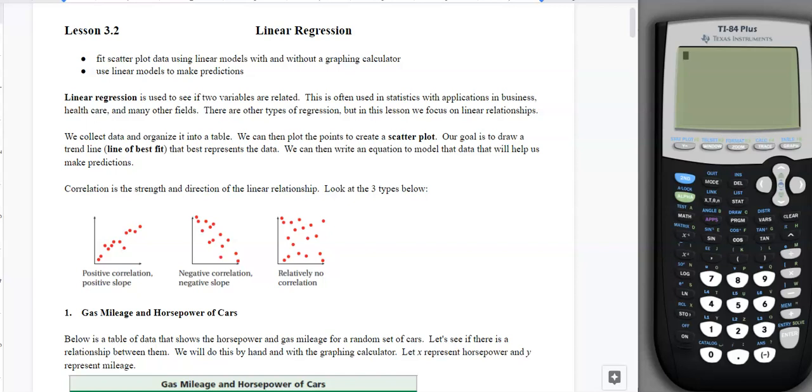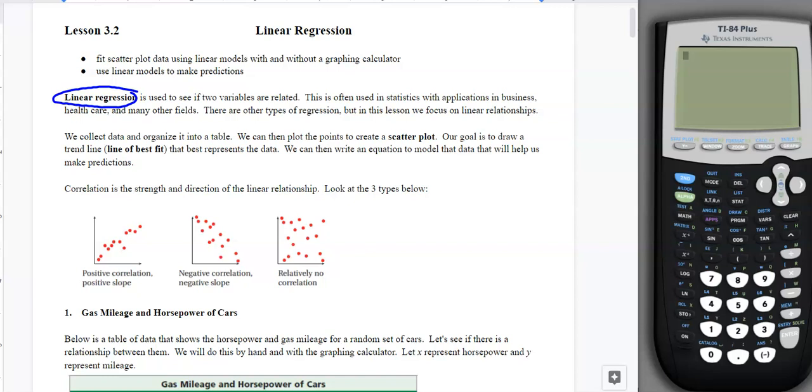All right, so linear regression, let's define a couple words here. Linear regression is used to see if two variables are related, often used in stats with applications in business, healthcare, and many other fields. In business, you might want to look at how much money you've spent in advertising versus how much your sales are, and you track that over time. And if you can model that with some sort of an equation, you could predict how much money you're going to make in the future. Or if I spent this much more money on advertisements, how much more money could I bring in?